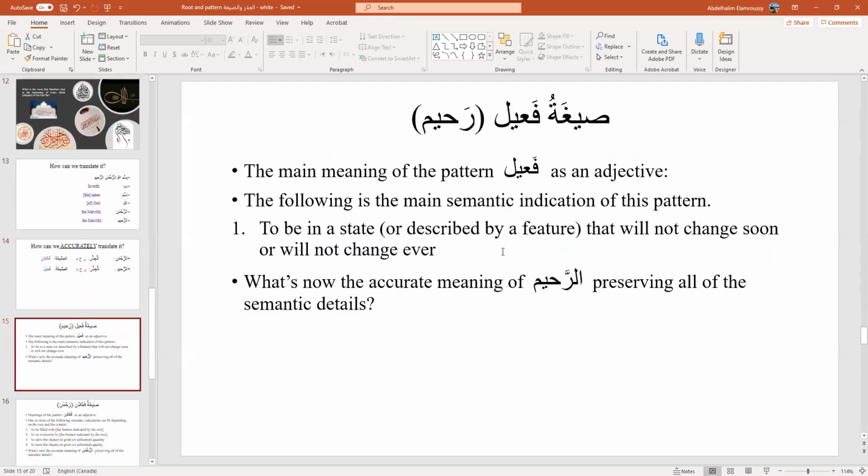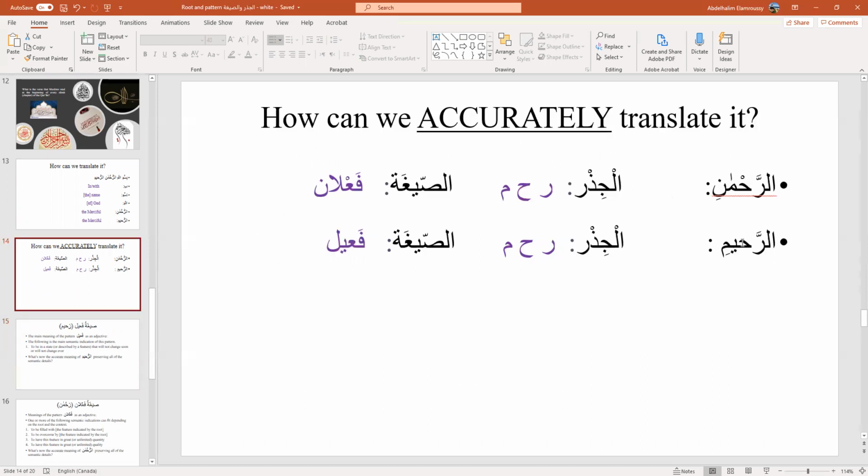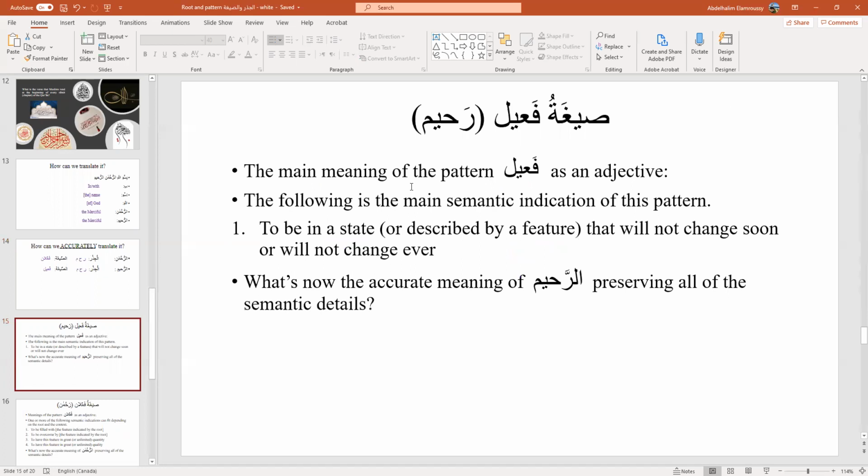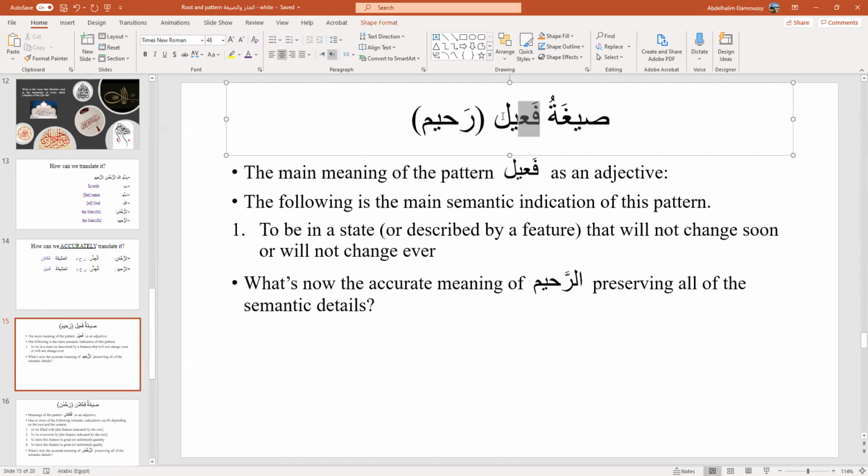So let's go over this. Let's go with Rahim first. Rahim is the easy one. So I'll go over Rahim first. Okay, so here is Rahim. Rahim is following the pattern fa'il again.